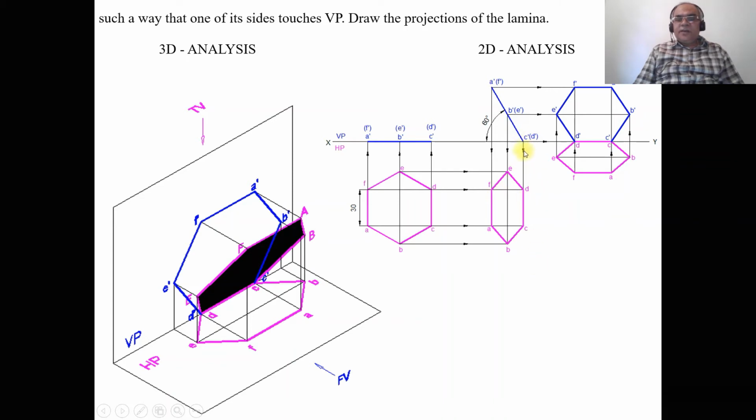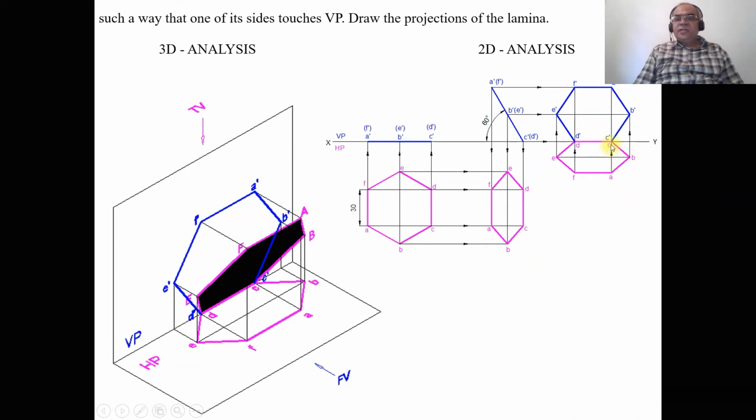When you see from the front view, you can see that the side which is touching HP is C dash, D dash, and that side is perpendicular to VP when you look from the top view. But actually he wants that also to be touching VP. Therefore, we need to rewrite the same sketch by rotating at an angle of 90 degrees in a counterclockwise direction.